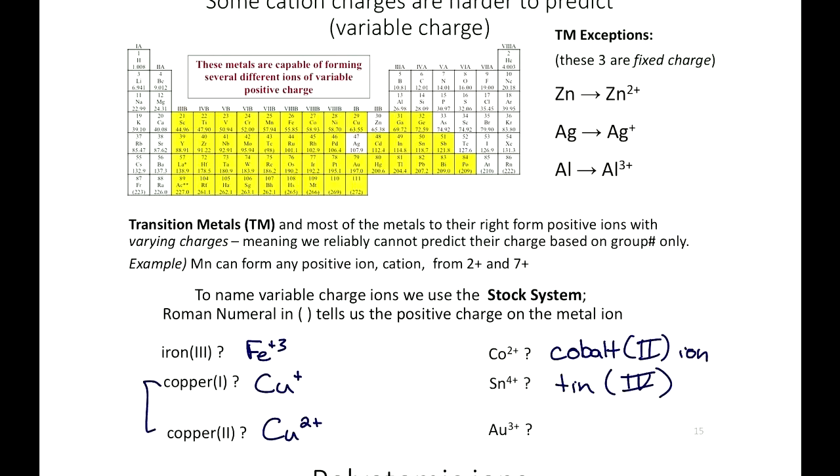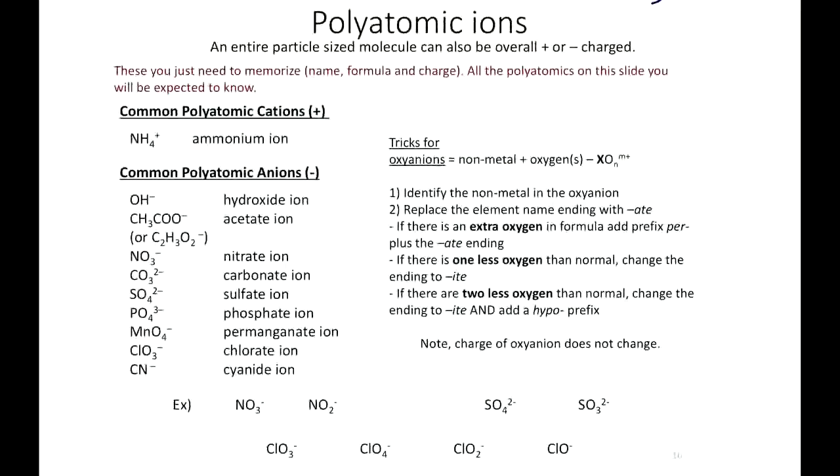Rust. A lot of people just call it iron oxide, but that's actually a little too generic because there are multiple oxidation states of iron. So iron oxide as rust should better be named iron 3 oxide, which is the full correct name for rust. All right, and this last one, what is this? This is gold, Roman numeral 3. I love the stock system because it just tells you the charge. Okay. All right, so those were predicting charges, the stock system.